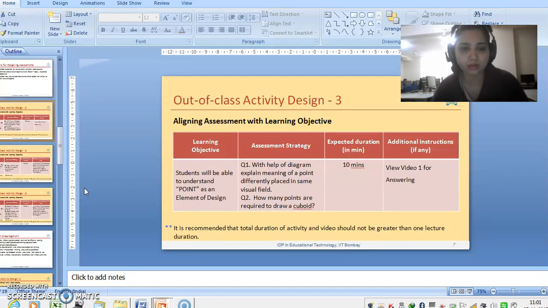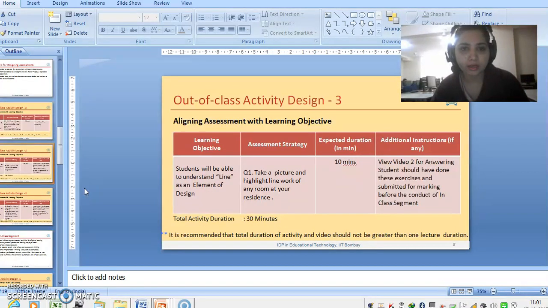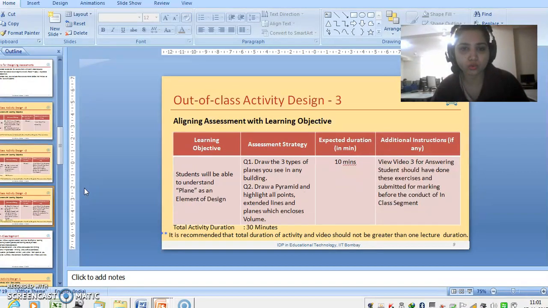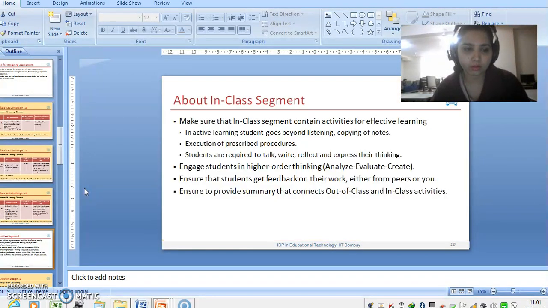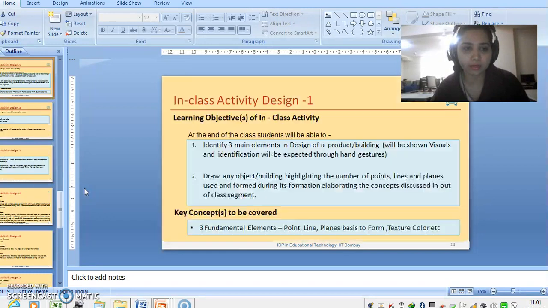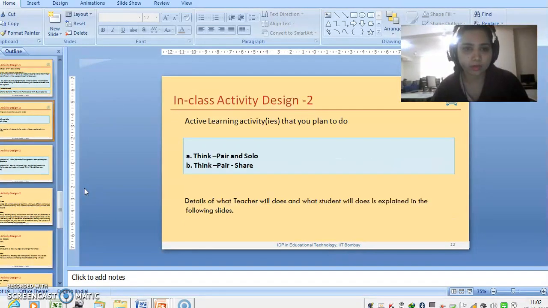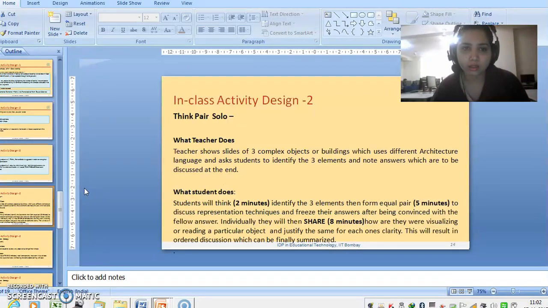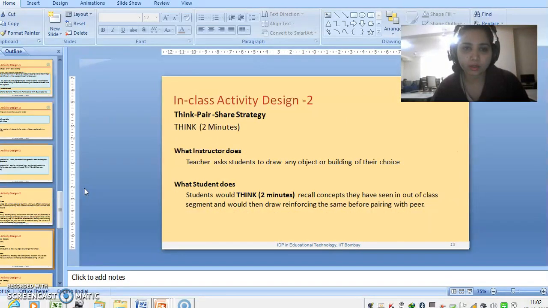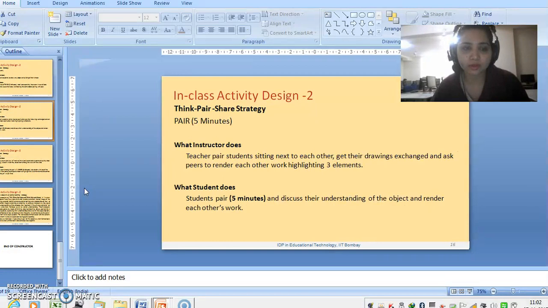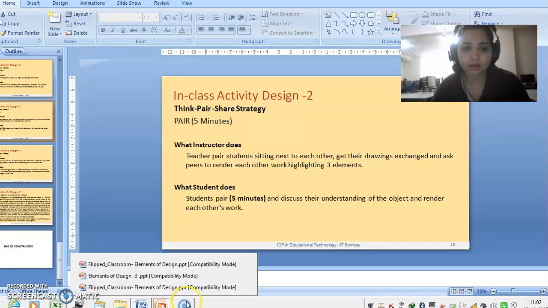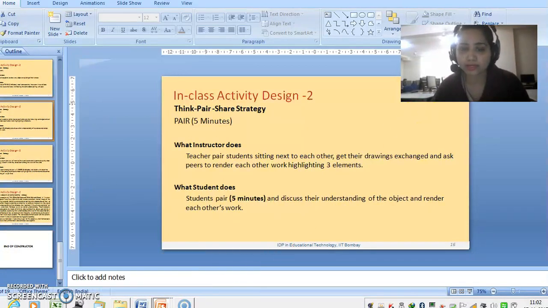Some out of class assignments have been given, on the basis of which students have to submit the assignment and get it checked before attempting the in-class segment. The same will be shared, and active learning is enabled through a flipped classroom activity.